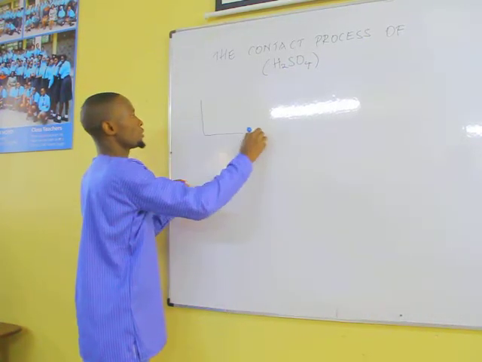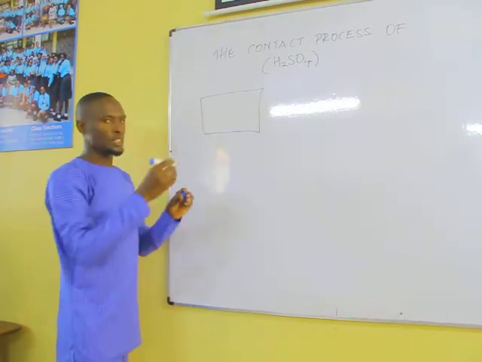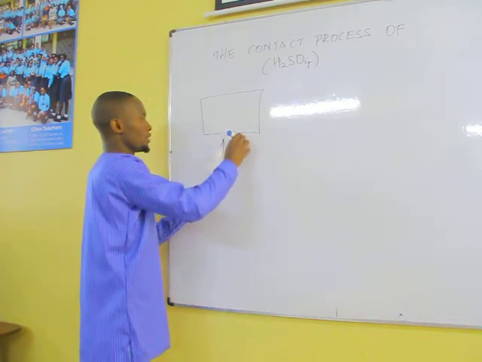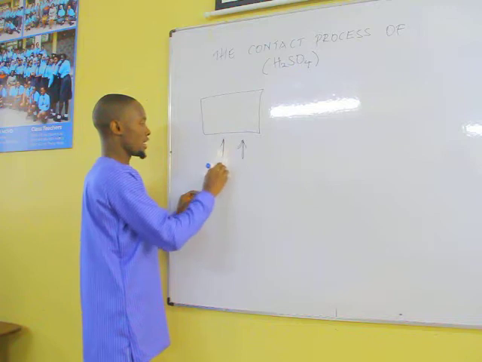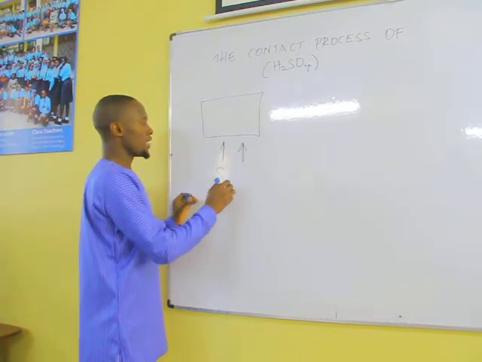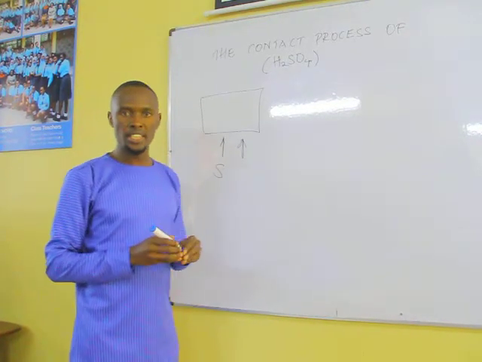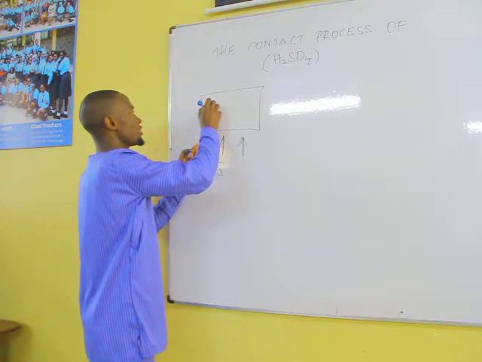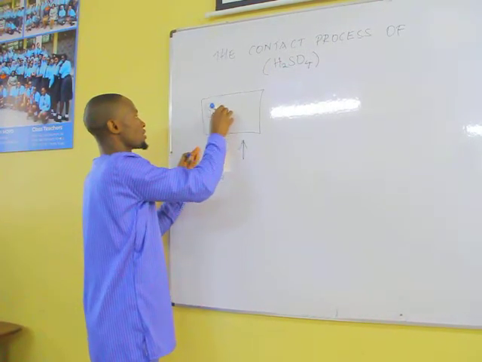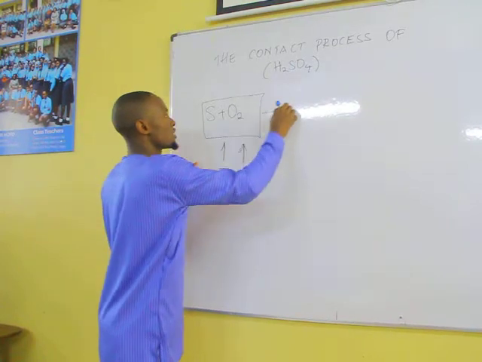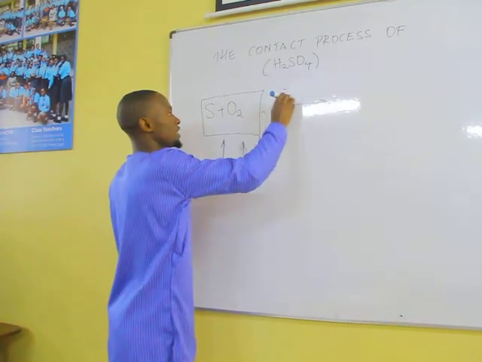I am going to show this process in form of chambers. In the first chamber, we are going to burn sulfur. Sulfur is fed into this chamber, but we are going to burn it in presence of oxygen gas. So in this chamber, sulfur is going to react with oxygen gas to form sulfur 4 oxide.